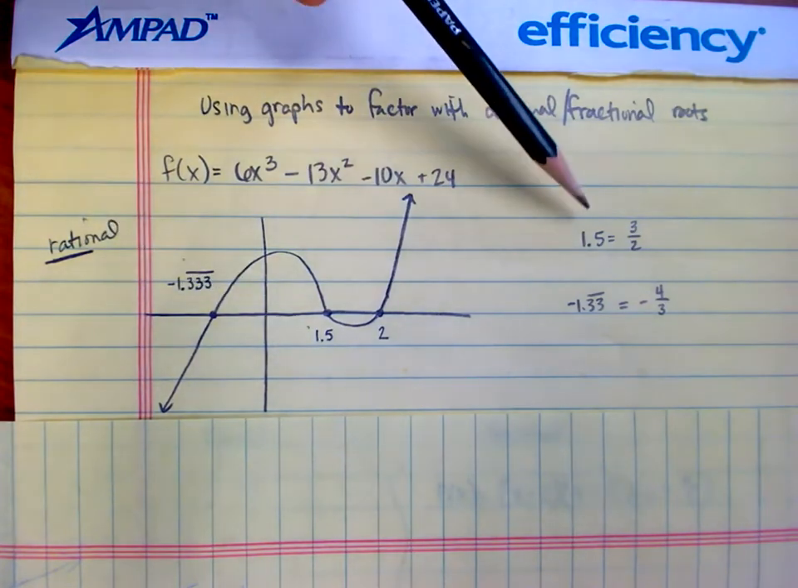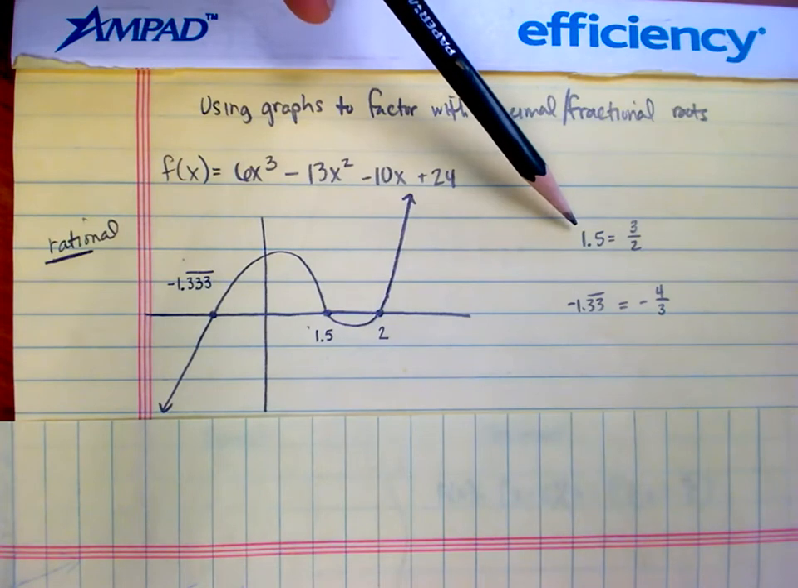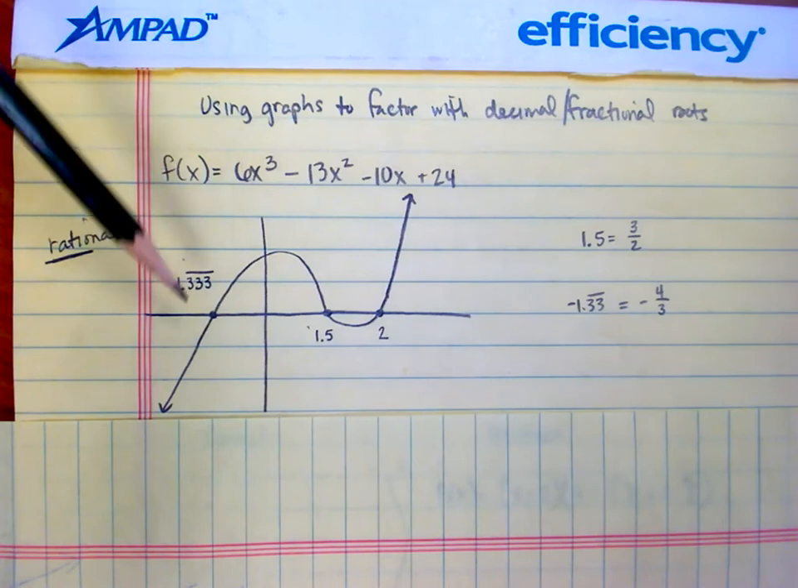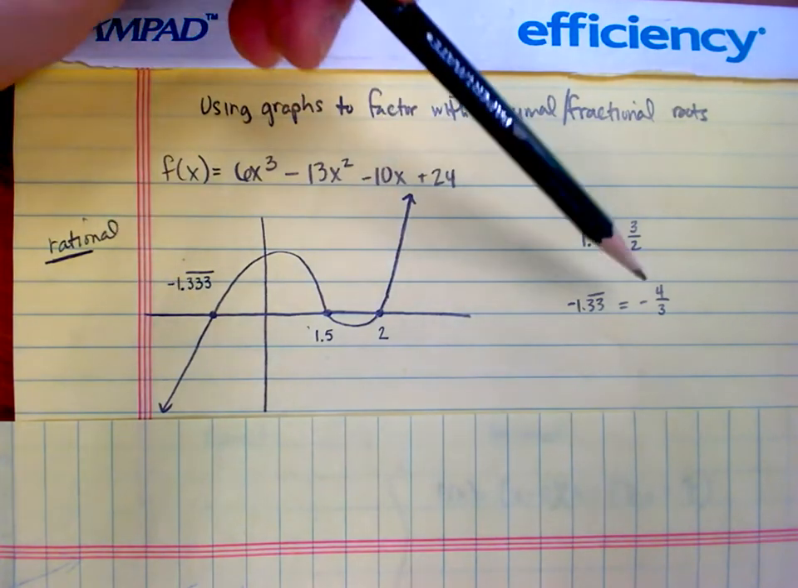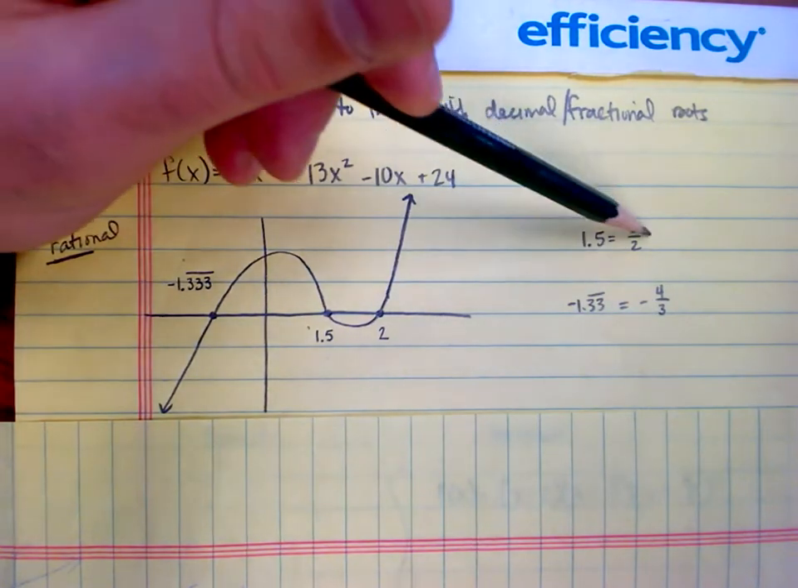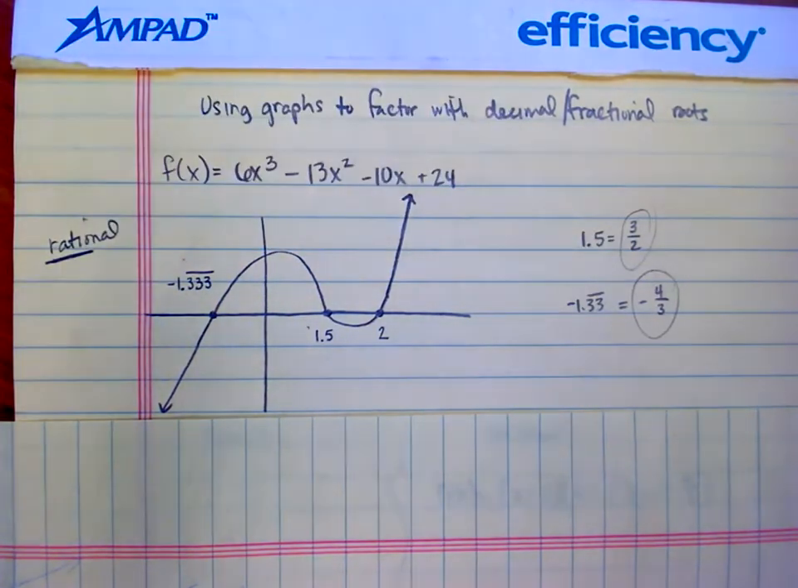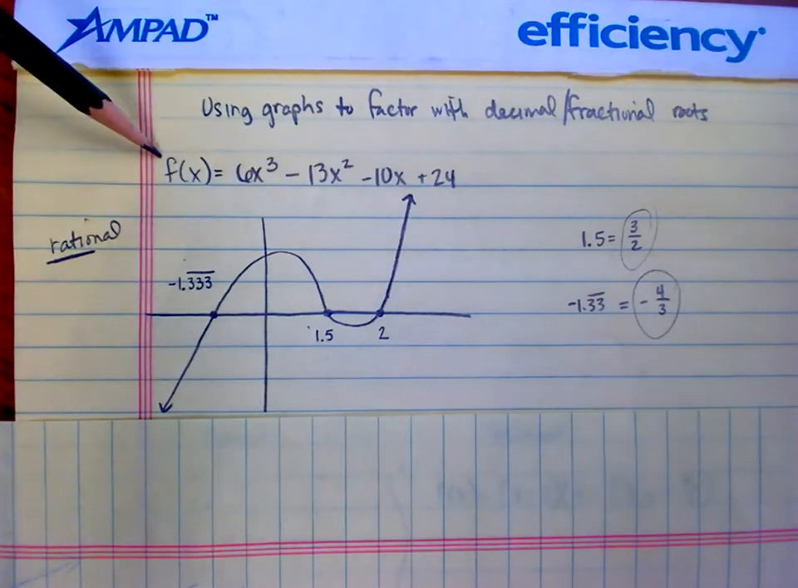Can I write 1.5 as a fraction? 1.5 is 1 and 1/2, which is 3 halves. The 1.33333 repeating is negative over here, and it's 4/3, 1 and 1/3. If you can get to that format, the question is now, can we do the same thing? So here are the fractions. And by the way, that's the polynomial that I have.